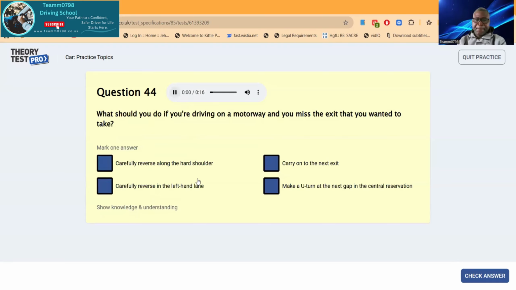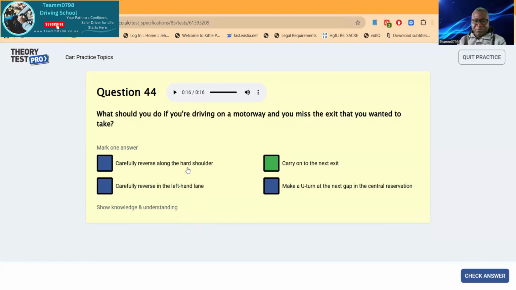What should you do if you're driving on a motorway and you miss the exit that you wanted to take? Carefully reverse along the hard shoulder. Carry on to the next exit. Carefully reverse in the left-hand lane. Make a U-turn at the next gap in the central reservation. Never ever reverse on the motorway.